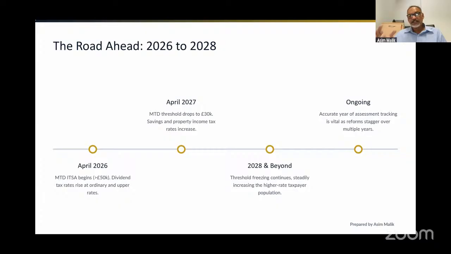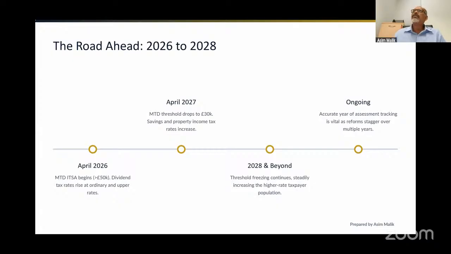Your income tax thresholds, the 12,570, the basic rate band and the higher rate tax bracket, have been frozen to 2028. In the budget, they'll decide whether to keep that frozen for another couple of years or basically start giving it.